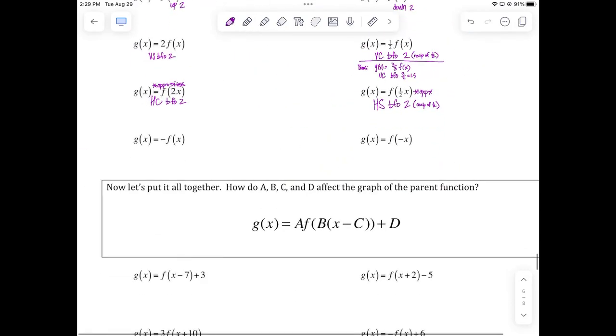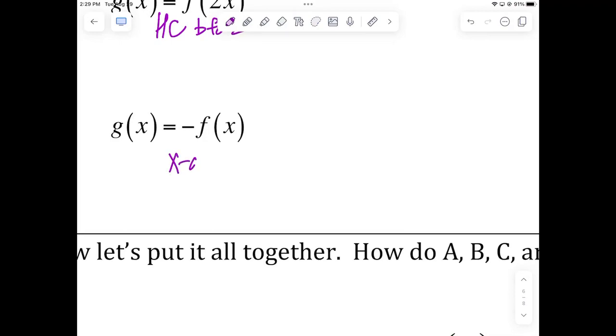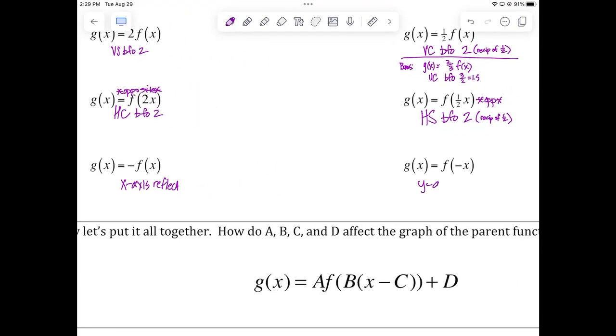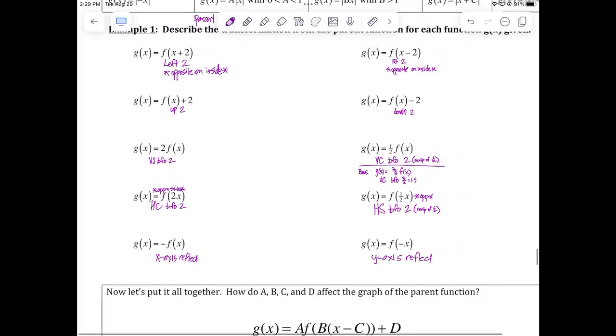All right, then to finish up these last ones here, negative in front, that's an x-axis reflection. We'll just go right to the bell here. An x-axis reflection on that one. And then if the negative's inside, it's a y-axis reflection. And that concludes our practice for example 1.